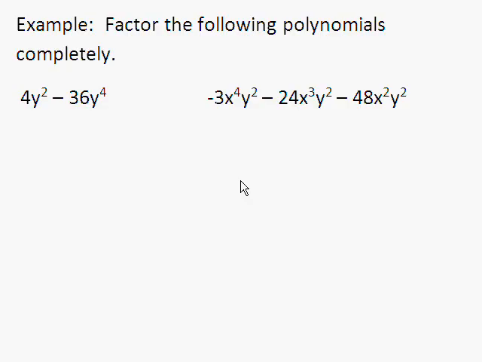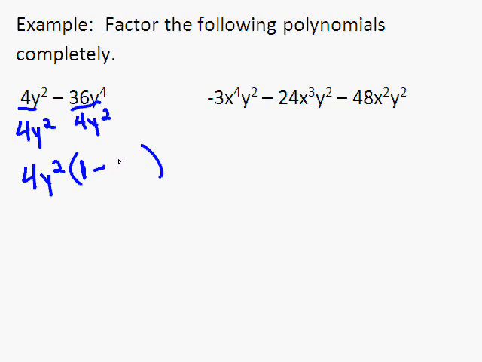So we're going to take a moment and we're actually going to factor these two following polynomials completely. As noted in the instructions, the first thing we're going to do is see if there's a greatest common factor with all of our terms. Now, looking at this first example, 4y squared minus 36y to the fourth, you'll notice that both of them are divisible by 4y squared. Meaning we can factor a 4y squared out of both of our terms, leaving us with 1 minus 36 over 4 is 9, y to the fourth over y squared is y squared.